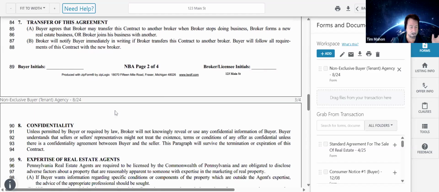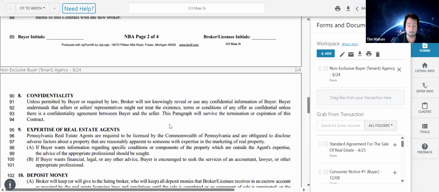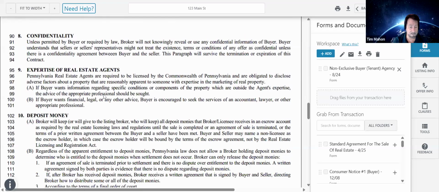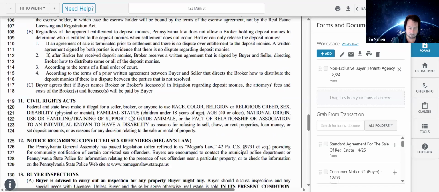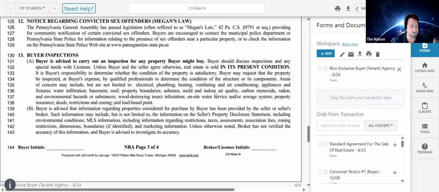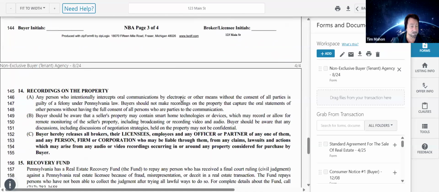Confidentiality, unless permitted by the buyer or required by law, a broker will not knowingly reveal or use any confidential information. Expertise, real estate agents, we have to show them that we're competent. Deposit money, according to law, is held in escrow, cannot be held by the seller or the buyer, but it's up to whoever. Civil Rights Act, we get to cover fair housing, so we're going to be covering this on agreement of sale. Same thing with notice regarding convicted sex offenders, and the buyer has the right to have inspections done, but they accept the property in its present condition, subject to those inspections.